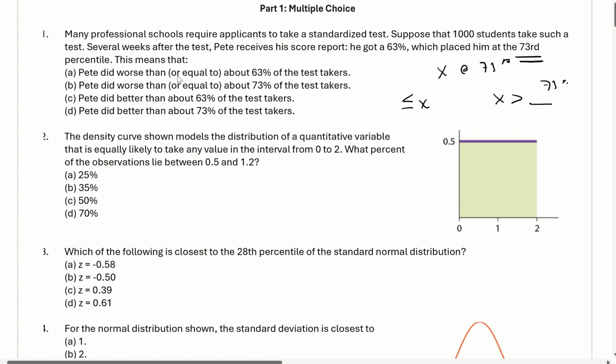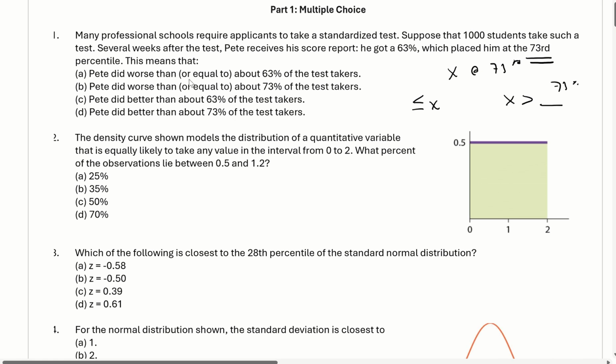So in this case, it says Pete did worse than or equal to about 63% of the test takers. No, that's just his score. That's not the percentile. Pete did worse than or equal to about 73% of the test takers? No, Pete didn't do worse than. Pete did better than, right? Pete did better than about 63%? No. So Pete did better than about 73%. So the answer is D. So 73% of test takers did worse than Pete, or you could say Pete did better than 73%.